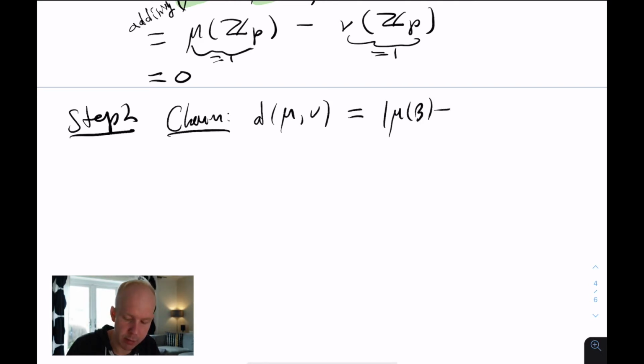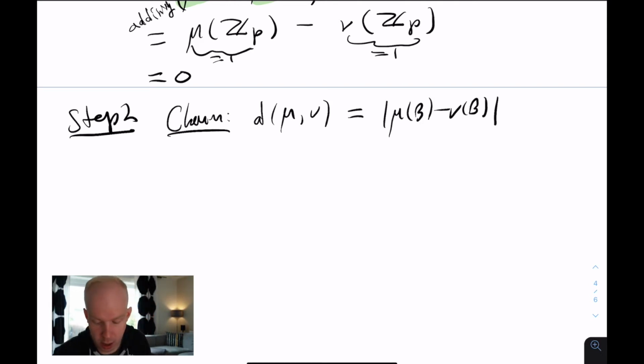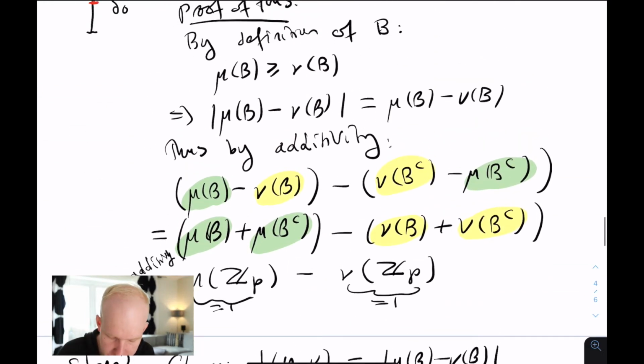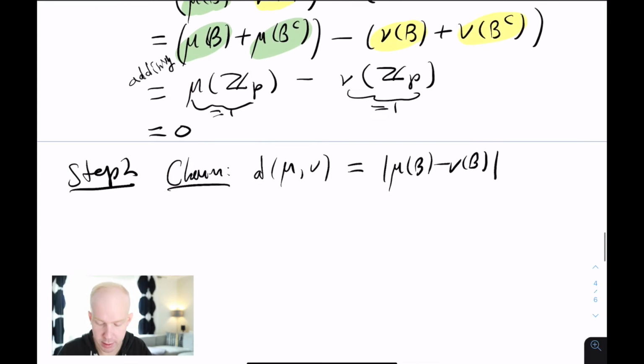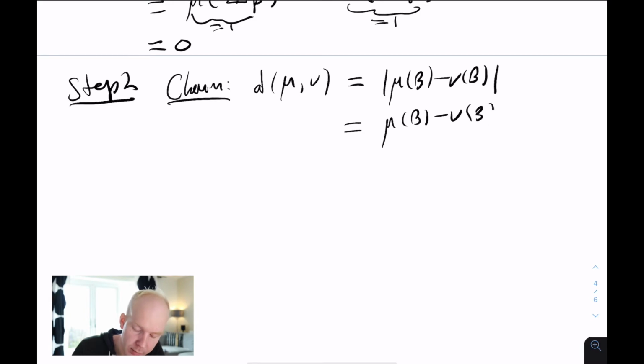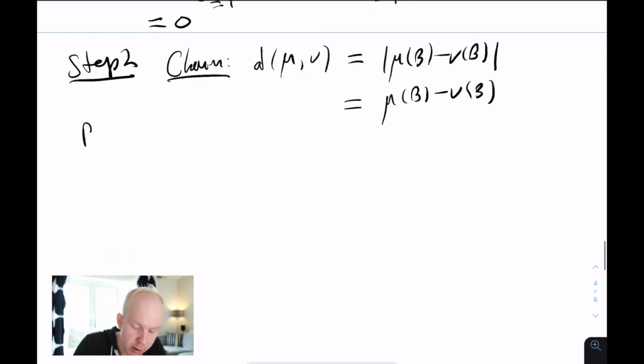We claim that the total variation distance is equal to this mu(B) minus nu(B). If you remember from the previous lecture, because B was defined as all the points such that mu(t) is bigger than nu(t), we had that the absolute value of mu(B) minus nu(B) is equal to mu(B) minus nu(B) without the absolute value. So we are claiming that this total variation distance is equal to mu(B) minus nu(B). Proof of this.